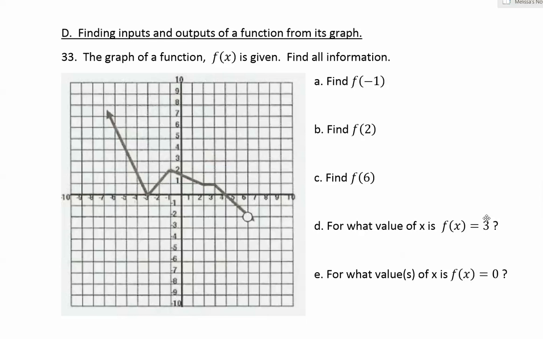Here we're going to look at the graph of a function and analyze the graph, finding some information about it. For this graph, we want to find f of -1.